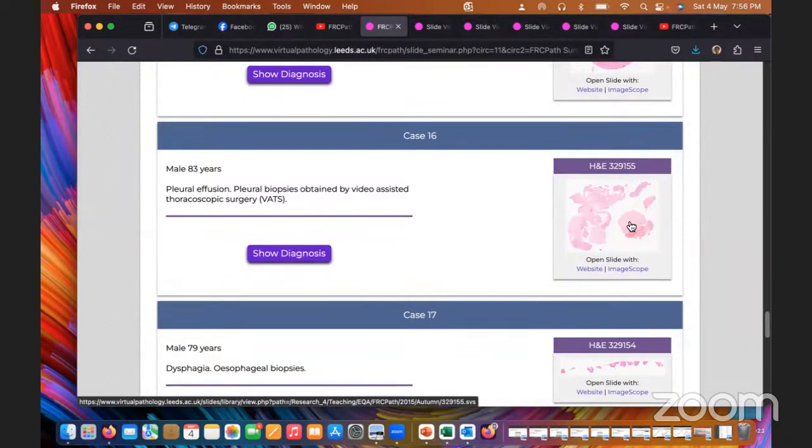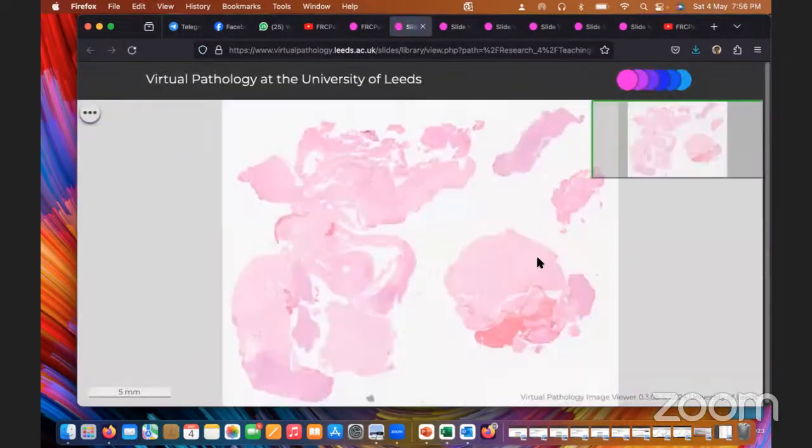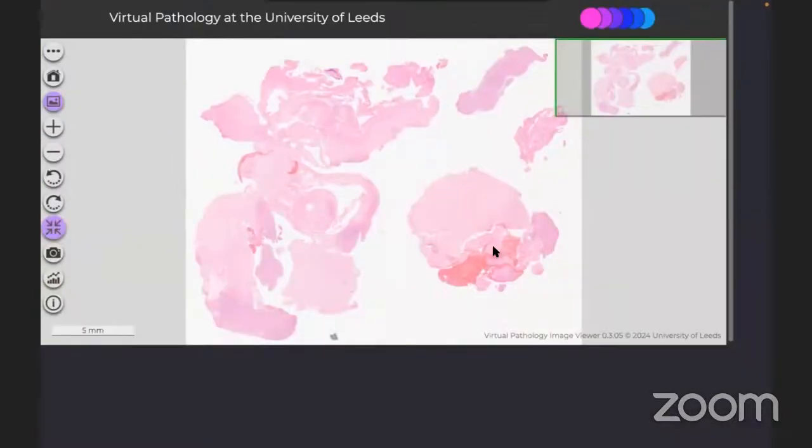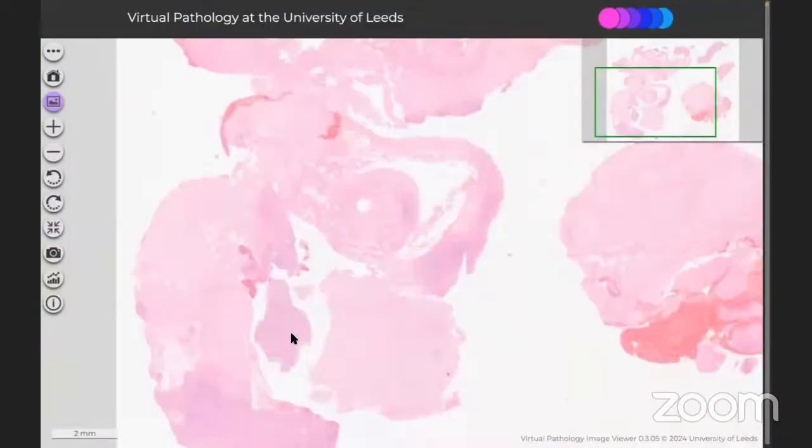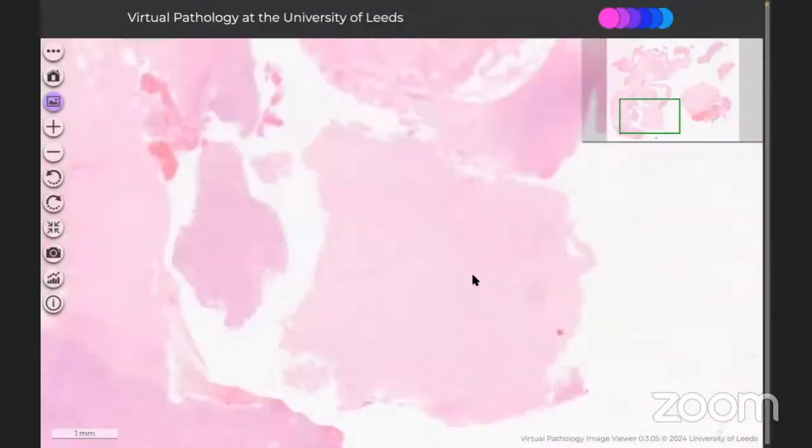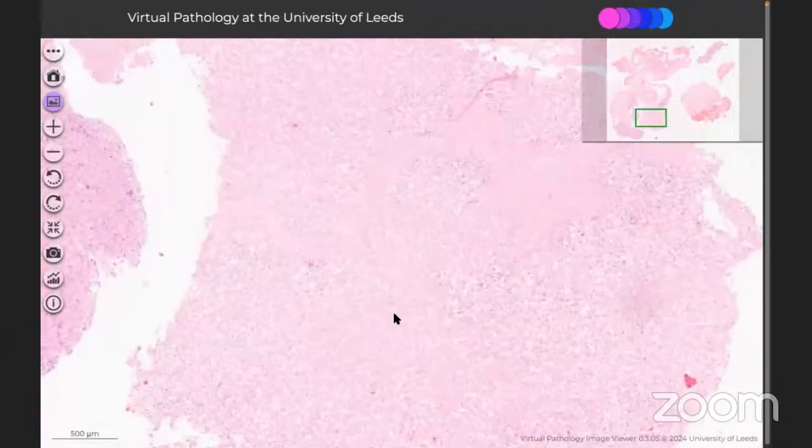So this is a pleural effusion. There is a history of pleural effusion, and a clinician has done video assisted thoracoscopic surgery, and a pleural biopsy was obtained. So this is multiple fragments of pleural biopsy, and if we go down into higher magnification, we can see there are some cellular areas and other areas are kind of necrotic.